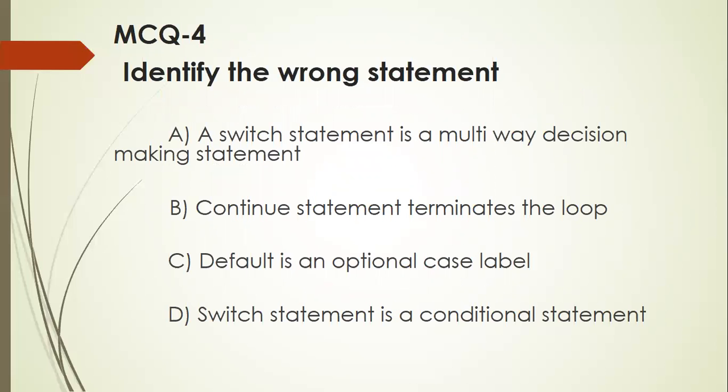Identify the wrong statement. A switch statement is a multi-way decision-making statement, true. Continue statement terminates the loop. Continue statement never terminates the loop. It only skips the statements present after the continue statement only for that iteration, but the loop continues with the next iteration. That's the wrong statement. Default is an optional case label, that is also true. Switch statement is a conditional statement, that is also true. The correct answer is D.